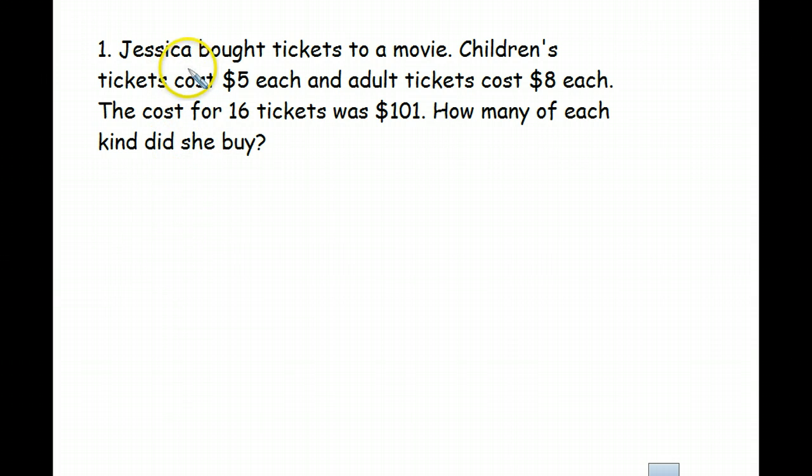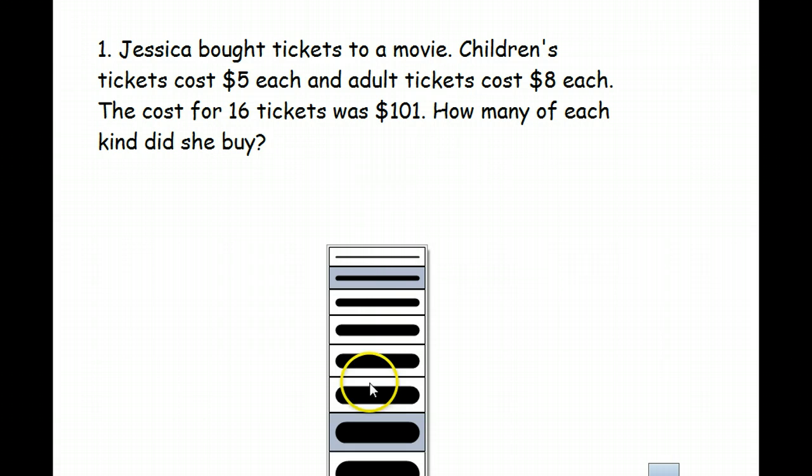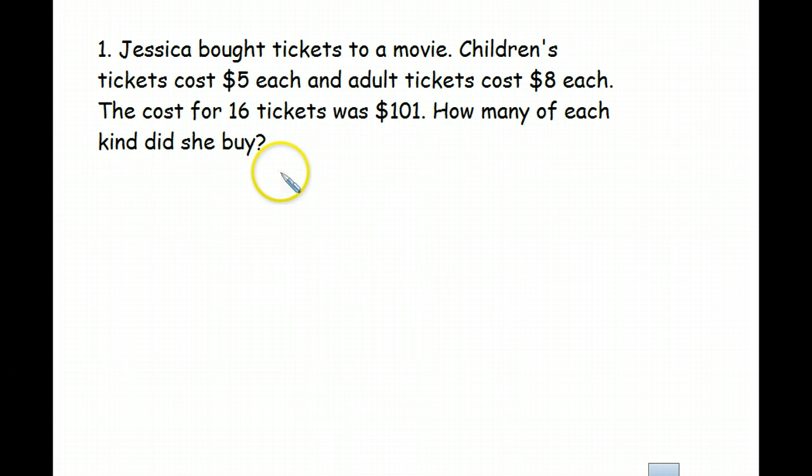So, with number 1, Jessica bought tickets to a movie. Children's tickets cost $5 each, and adults tickets cost $8 each. So, if children's tickets are $5 each, I can say 5 times however much a children's ticket was plus 8 times however much an adult ticket was, $101 altogether.